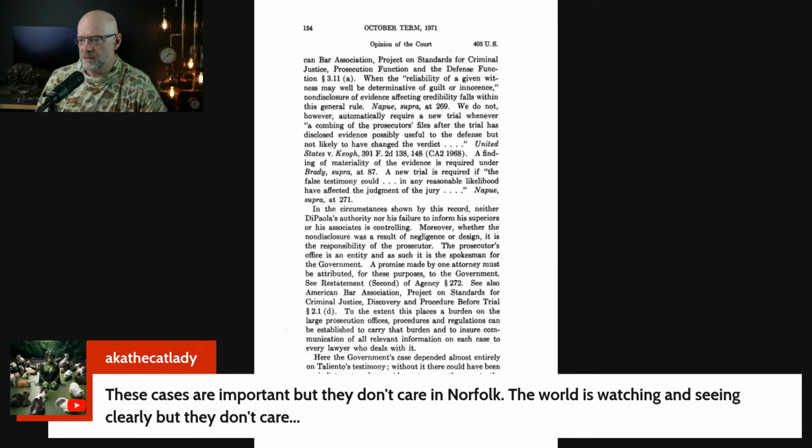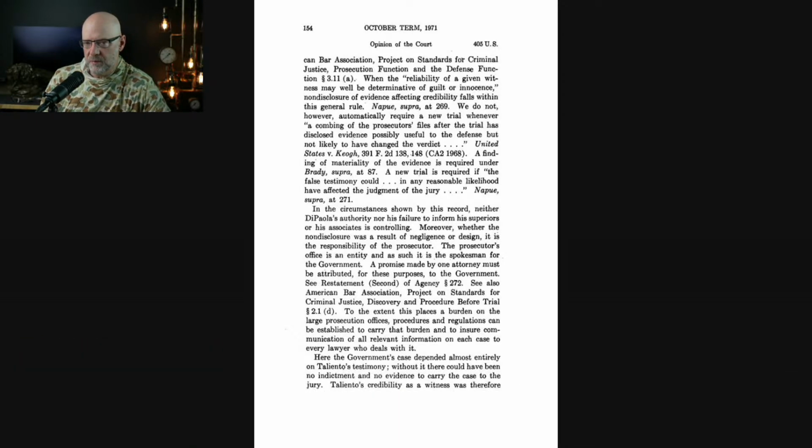Okay, the cat lady, you're saying these cases are important, but they don't care in Norfolk. The world is watching and seeing clear, but they don't care. I think that from what we heard of that neighbor that'd been there for 40 years, I forget his name, Jim something, I believe, he's saying basically that nobody believes the prosecution's case there, and he's a neighbor for the Alberts. So I think the whole town knows this thing's a sham. It's just that they're in a different town at Dedham, but it's just really coming down to common sense.